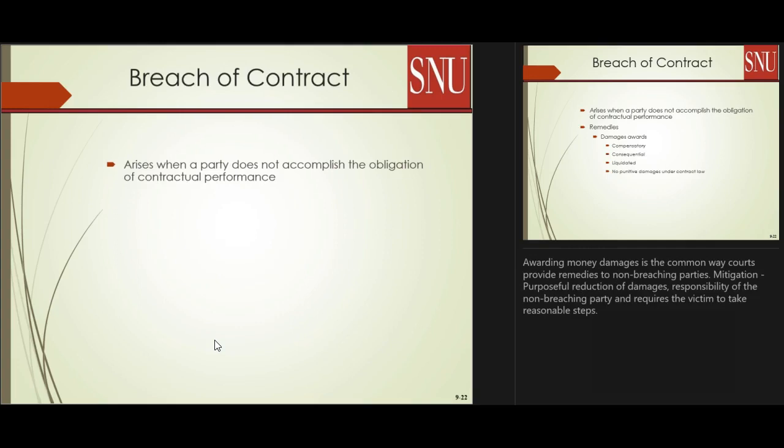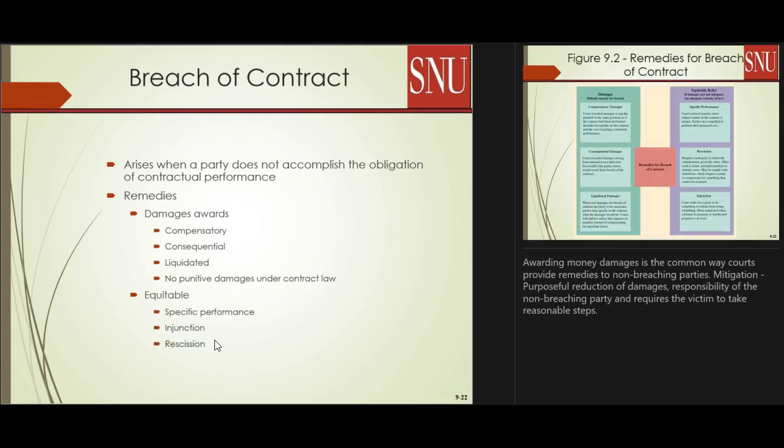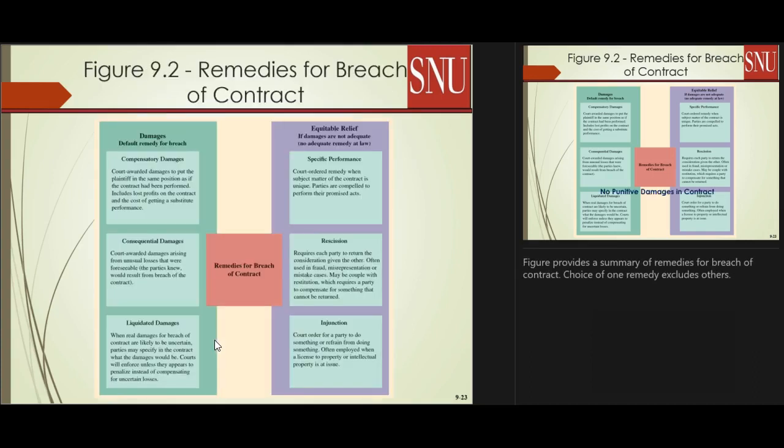Breach of contract is when a party does not do what they promised to do under the contract. Remedies: there are damage awards, compensatory damage, consequential damage, liquidated damage. There are no punitive damages under contract law. Under equitable remedies, there's specific performance, injunction, and rescission.